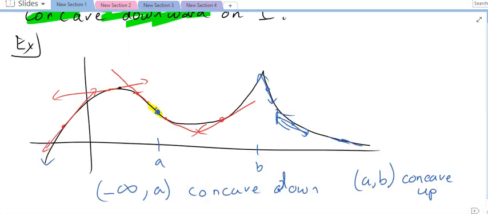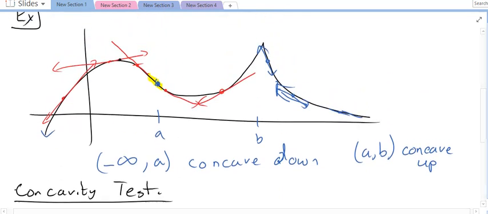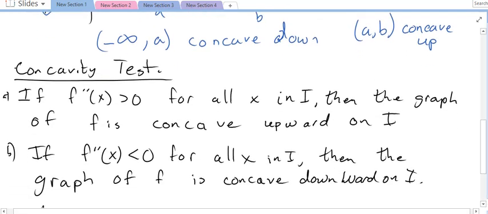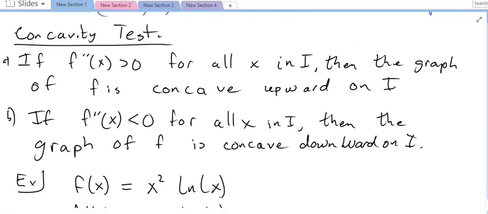Now, I said that this is told to us by the second derivative, so let's look at some examples and see how that's helpful. If f double prime of x is greater than 0 for all x in an interval, so when the second derivative is positive, then the graph is concave up, and when the second derivative is negative, it's concave downward.